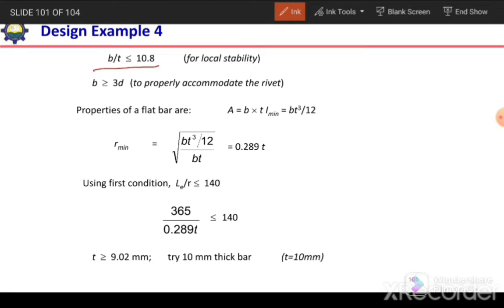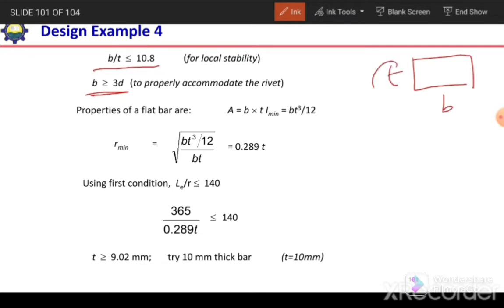We also need to satisfy the minimum width for the connection, or to provide the rivets, which is B should be greater than 3 times the diameter of the rivet. So we need to satisfy these 4 conditions for the lacing element. So we can decide the dimensions B and T of the lacing element in different ways.